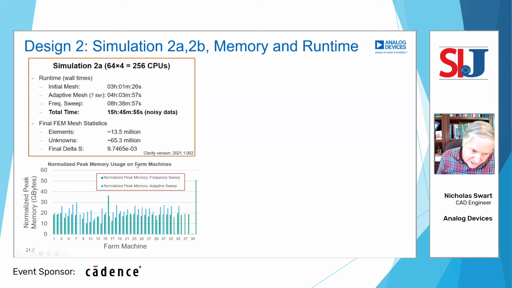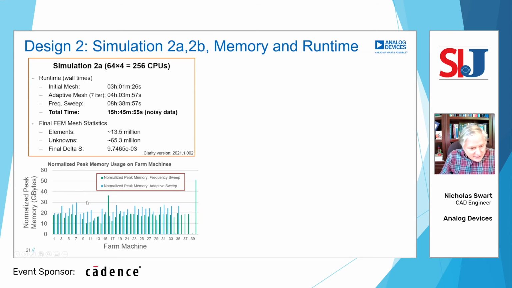This is where things get really interesting. Well, first of all, before I say that, the 15 hours 45 is very competitive to the time that we had on the dedicated machine. Now, granted, that had 128 CPUs. This is 256 CPUs, but nonetheless, and I say here noisy data because the farm was very busy, this is a very, very good time. And then the memory usage below here. What we did was, for each one of those 4 CPU, 32 gigabyte resource requests, we monitored the maximum memory usage that Clarity used for those.